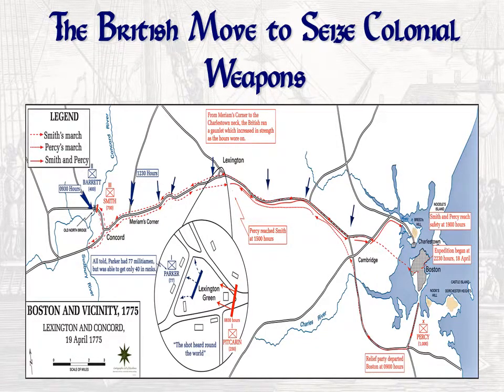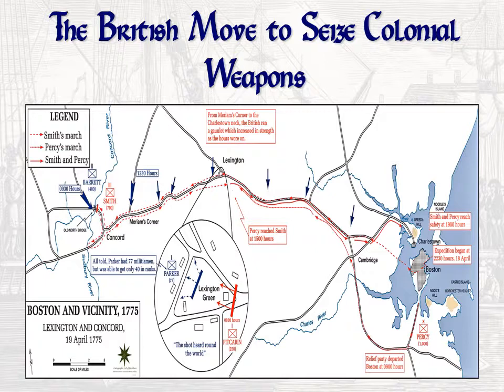Ultimately, what we talk about is arming themselves in New England. And in Massachusetts, where there was the most anti-British sentiment, colonists began to collect weapons and drill in preparation for possible conflict.